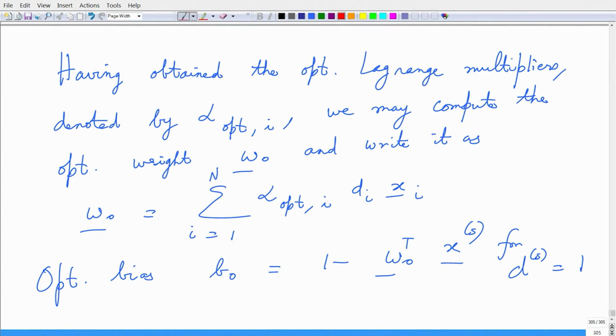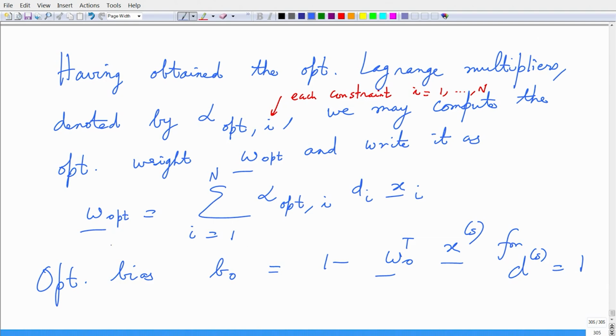So, once you obtain the optimum Lagrange multipliers, alpha optimum, for every constraint i, so i is every constraint, each constraint, then we will compute the optimum weight vector. I will use the same notation OPT. Sometimes I may use just O or sometimes OPT. So, the reader can figure out this detail.